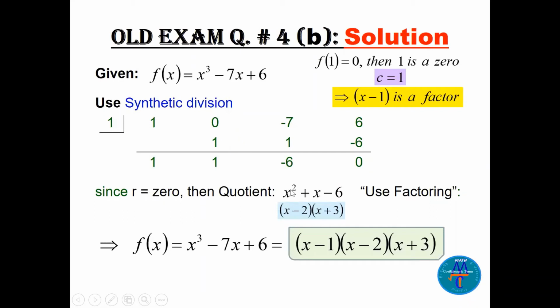Remember this answer. I use synthetic division to get the quotient, x squared plus x minus 6. Then use factoring, x minus 2, x plus 3. Now, suppose you cannot factor, I mentioned earlier, you can use quadratic formula. So now the factoring of x cubed minus 7x plus 6 will be x minus 1, x minus 2, x plus 3. Try to multiply these 3 to check.